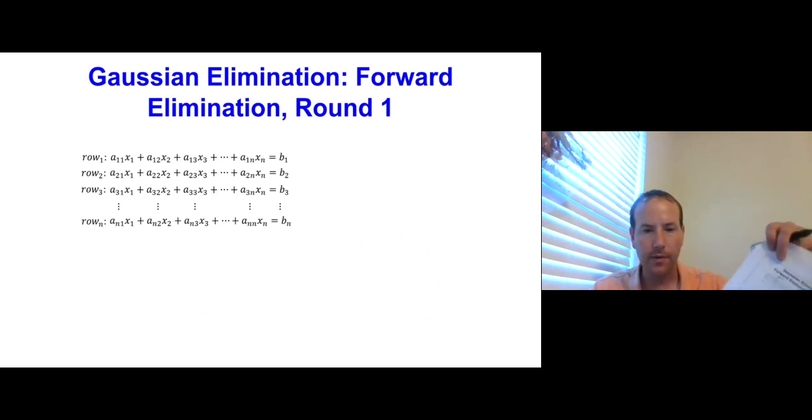So let's now look at how we do forward elimination. The basic idea here is that, remember, we're trying to get rid of these values. We want zeros in this first column after this first value.